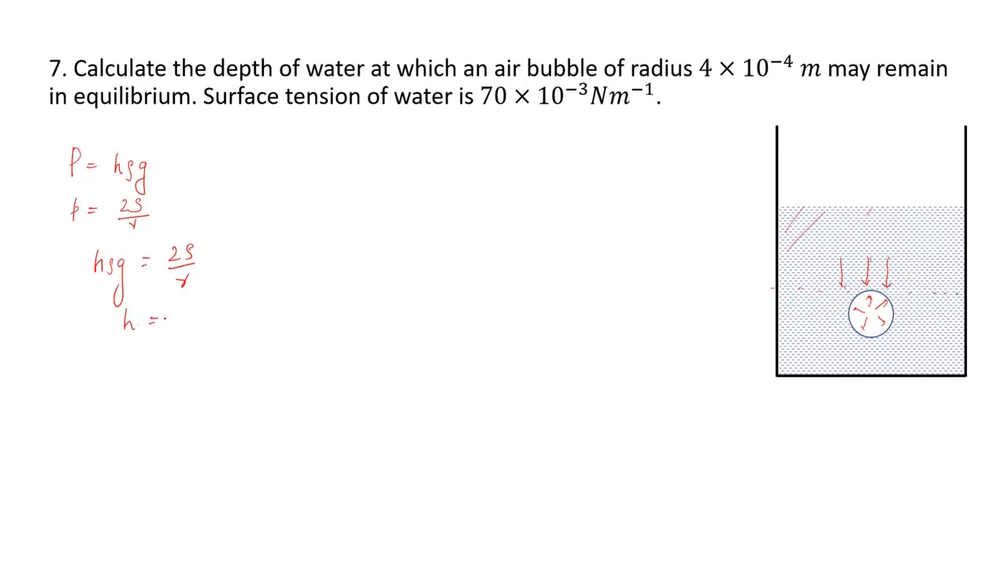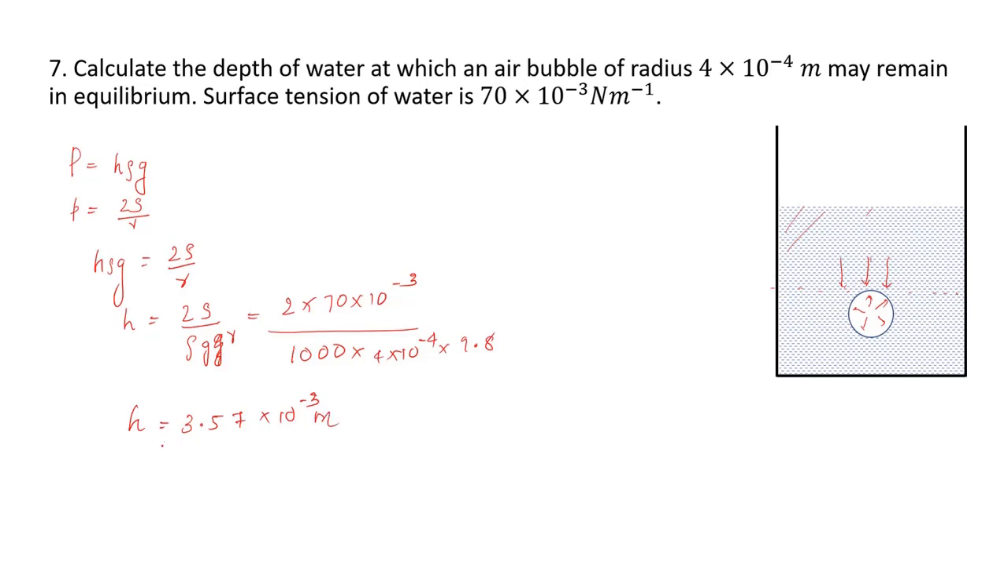From this we can solve for h as 2s divided by rho g into r, and giving values: 2 into 70 into 10 to the power negative 3. Since it is water, we know that rho is 1000, the radius is 4 into 10 to the power negative 4, and g is 9.8. Therefore, height is equal to 3.57 into 10 to the power negative 3 meter, around 0.3 centimeter.